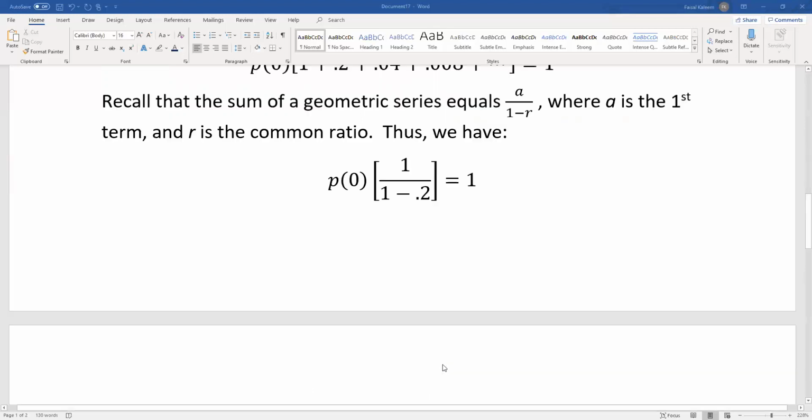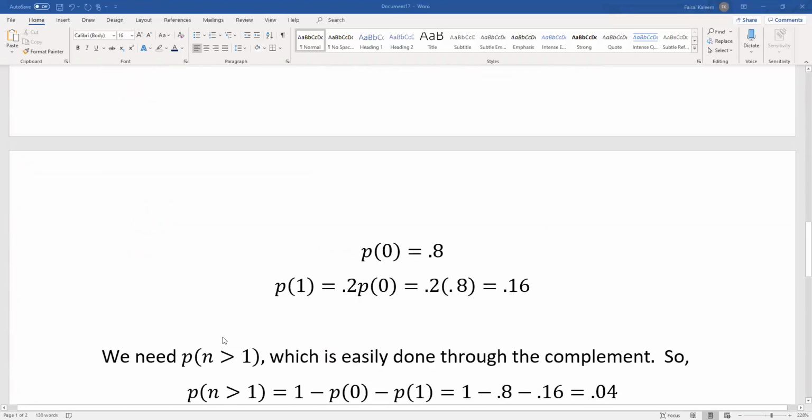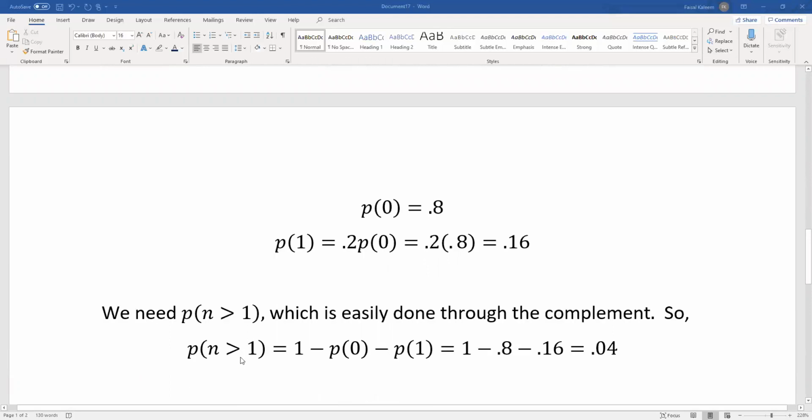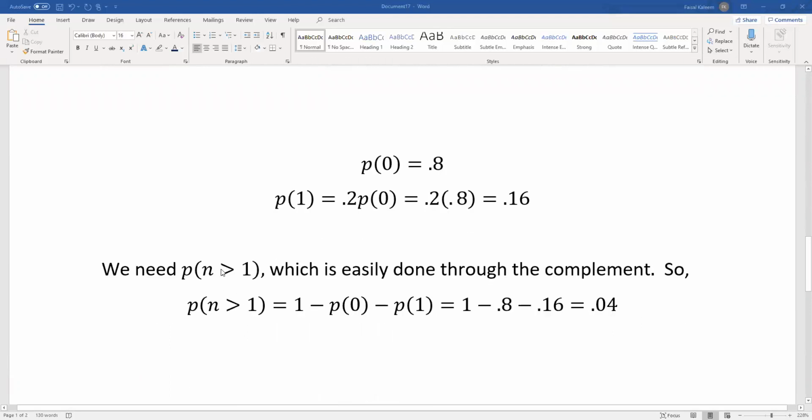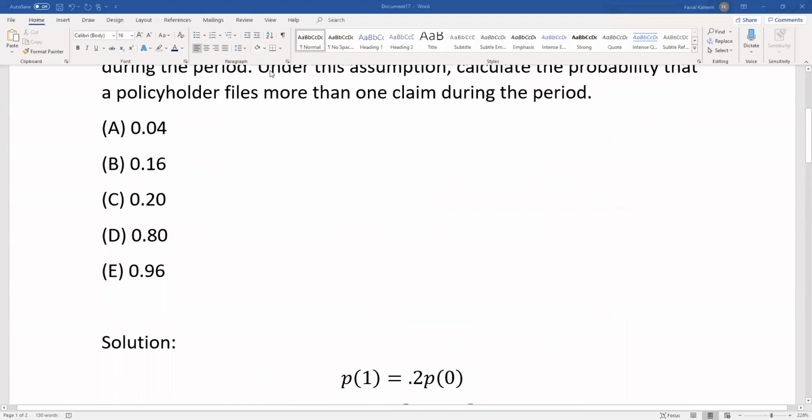Now, we need probability of more than one claim, which means we need probability n greater than 1. That is most easily done through the complement. And the complement of greater than 1 is 0 and 1. So probability n greater than 1 would be 1 minus P0 minus P1. And we have those values for P0 and P1. So we get 0.04, which is choice A.